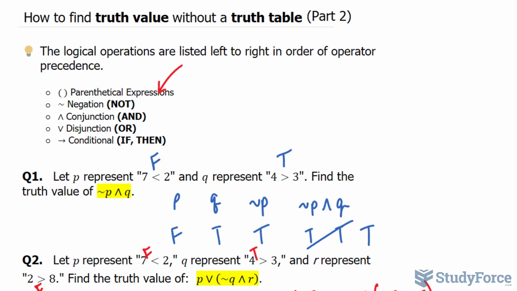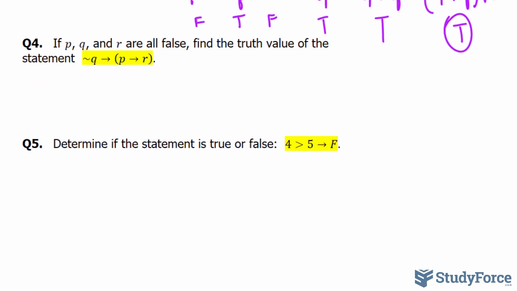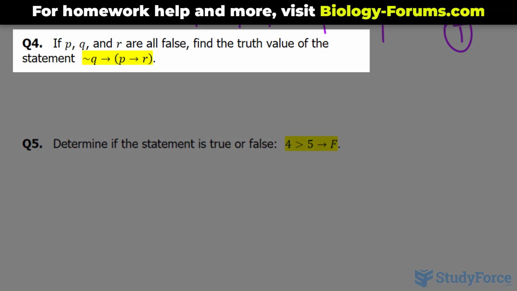In this lesson, I'll show you how to find the truth value without a truth table. This is part two in this series. We ended off with questions 4 and 5. Let's begin with question 4.